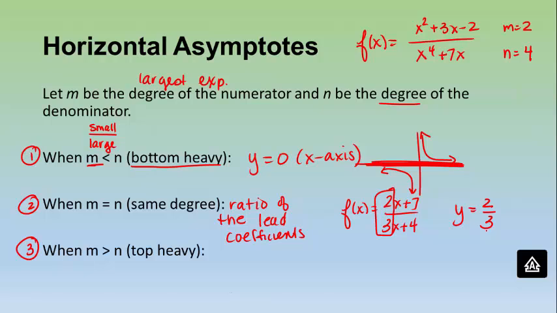The last one is, what if it is top heavy, as in the degree in the numerator is bigger? I could have an x cubed plus 3x minus 1 over just an x squared plus 6x, for example. My degree is bigger in the numerator. This will lead to no horizontal asymptotes. So you make a decision based on the exponent and comparing them to each other.